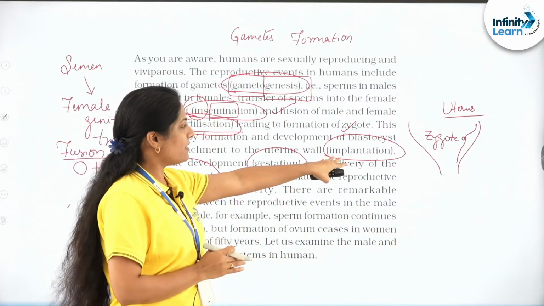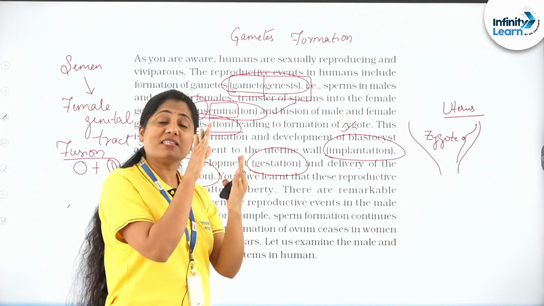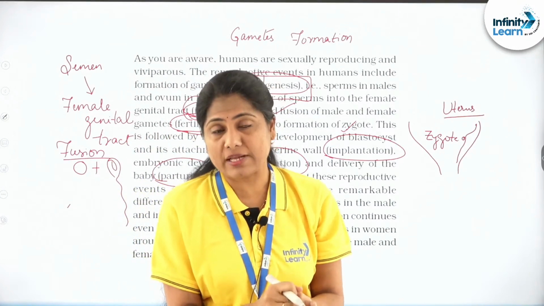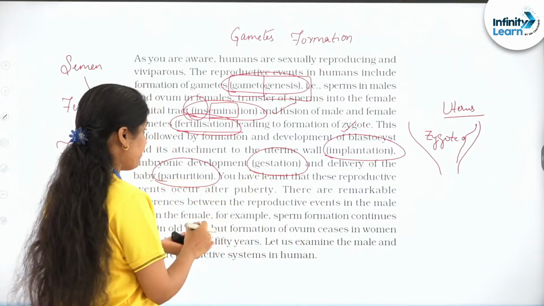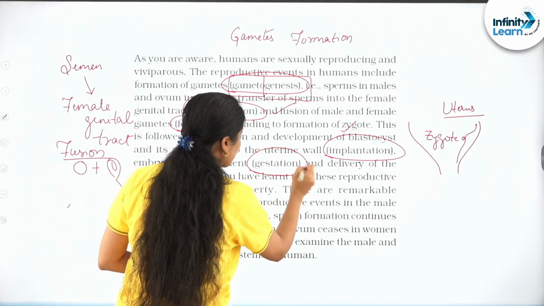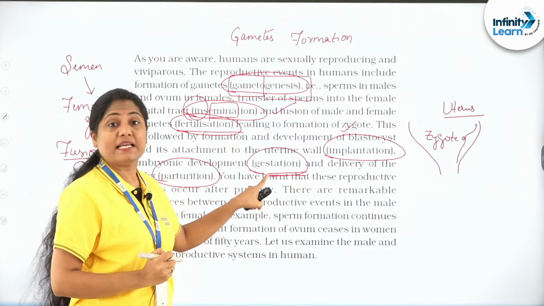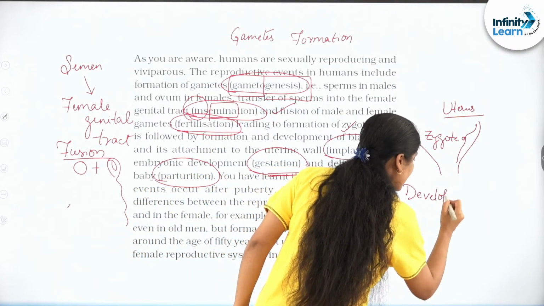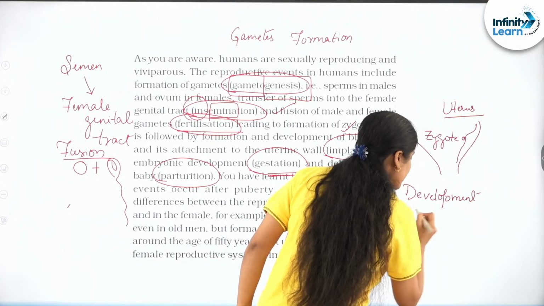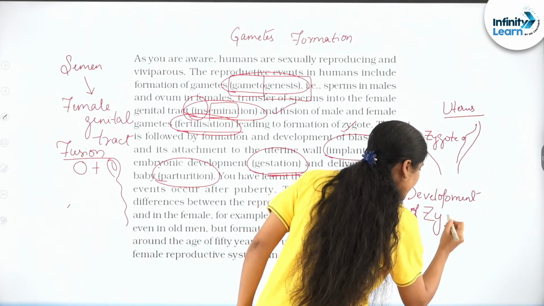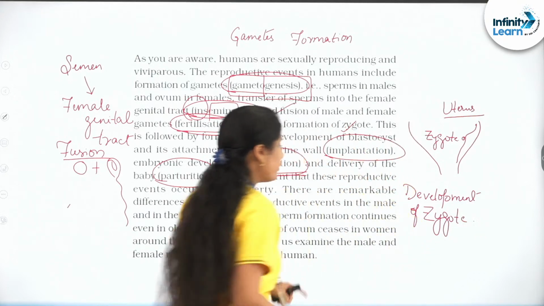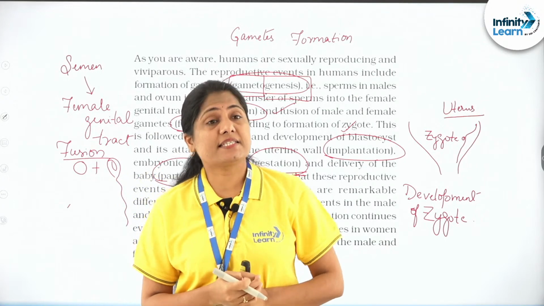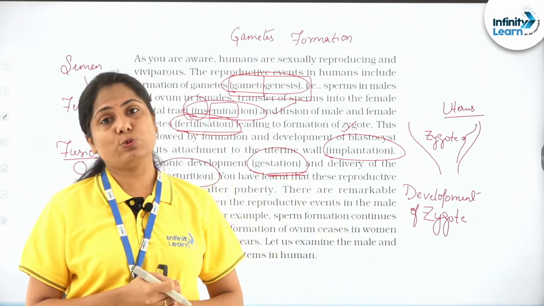So what is it called? Implantation. So once it attaches itself to the wall, to the endometrium, what happens next? There is the development of the zygote, which is called gestation. What is gestation? It is the development of the zygote that is taking place, which is referred to as the gestation. Now this is 266 days when it comes to humans.